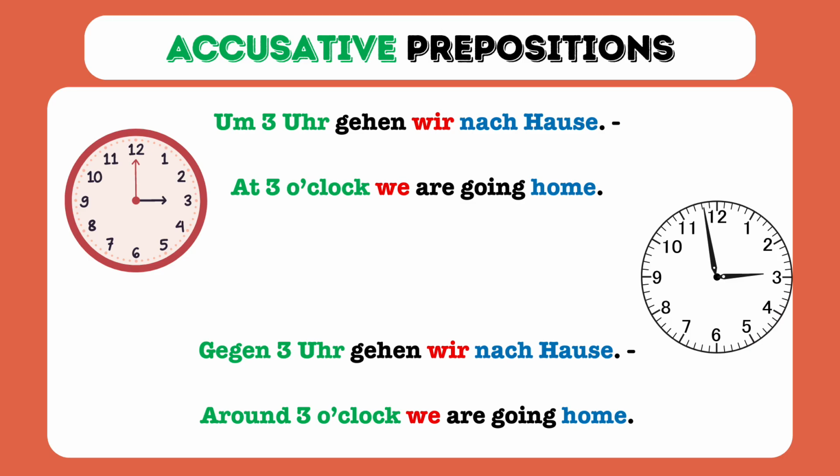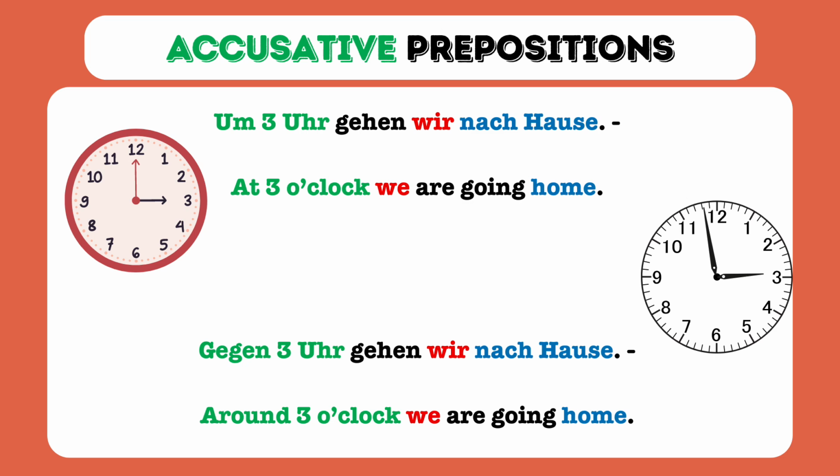Confusingly, you can also use gegen with time. Instead of gegen meaning against, now when we use it with time, it has to be used as around, as in not a specific time, but around that time. So you would say, gegen 3 Uhr gehen wir nach Hause. Around 3 o'clock, we are going home.